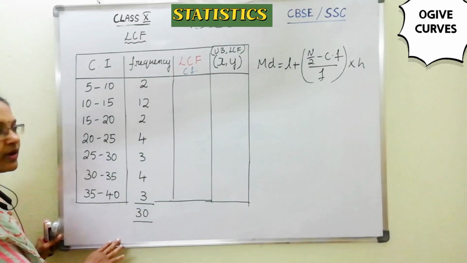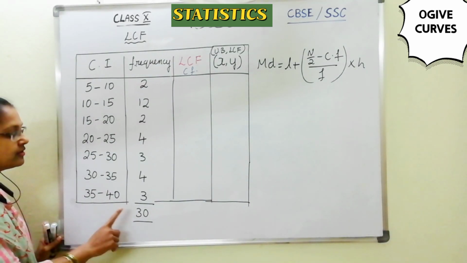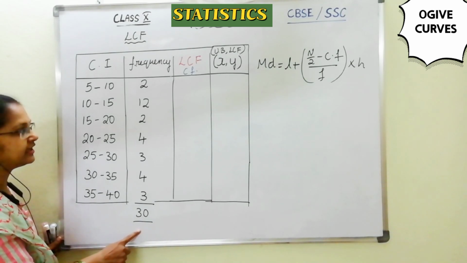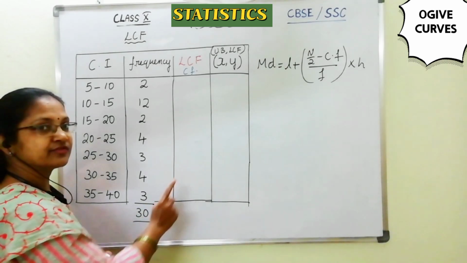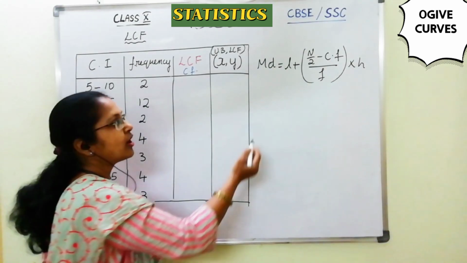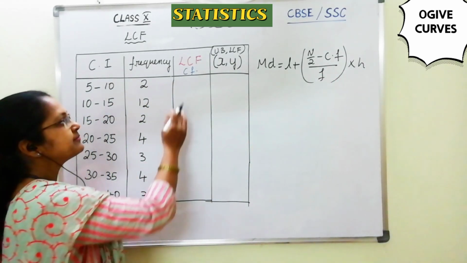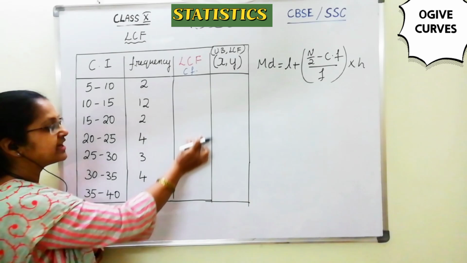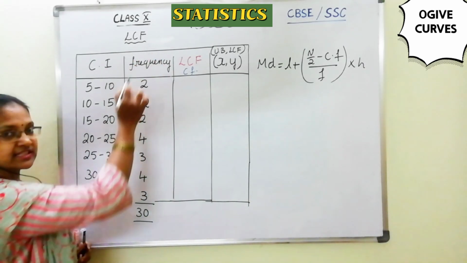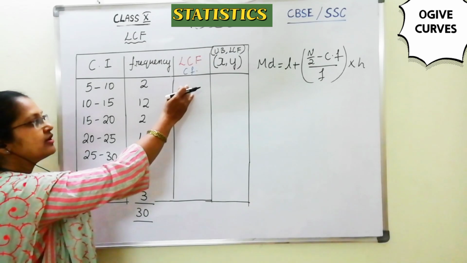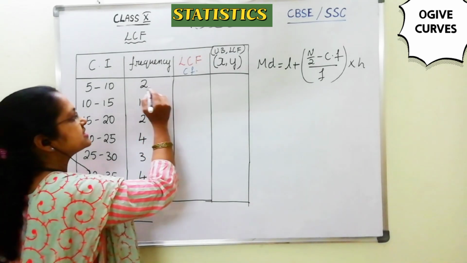This is a question given to us. Class intervals are given, frequencies are given. Just add it up and keep the total ready. Now LCF is to be calculated. We know how to use the median formula and also how to calculate CF. The same method we will follow here to find the LCF. This is for the LCF curve, so we will be following the same cumulative frequency process for finding the frequencies here.